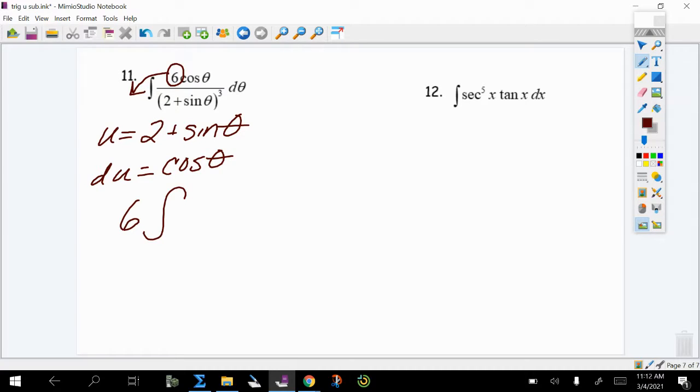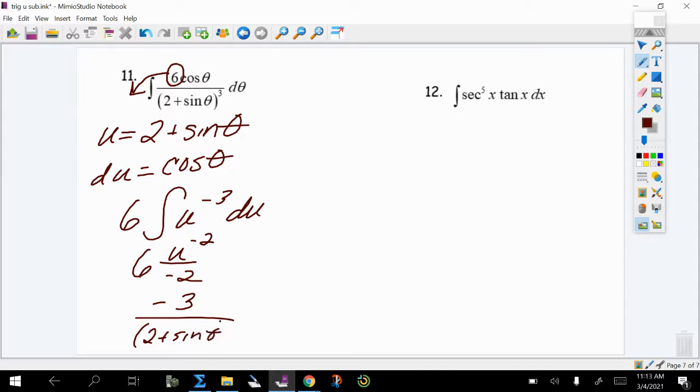What's being done to u is it's being taken to the negative third power because it is in the bottom being cubed. So power 1 greater divided by that power. And then I'm going to clean it up. I can rewrite that instead of 6 over 2, I can write it as a 3. It is also negative, so I can write it as a negative 3. I'm going to move the u to the bottom. So that's 2 plus sine theta all squared. And then tack on the plus c.